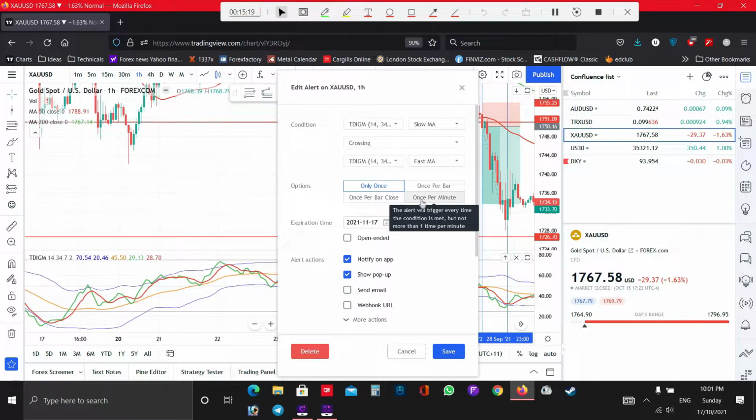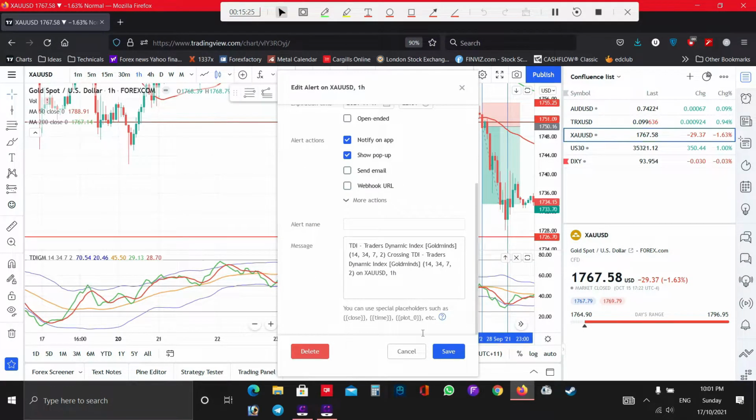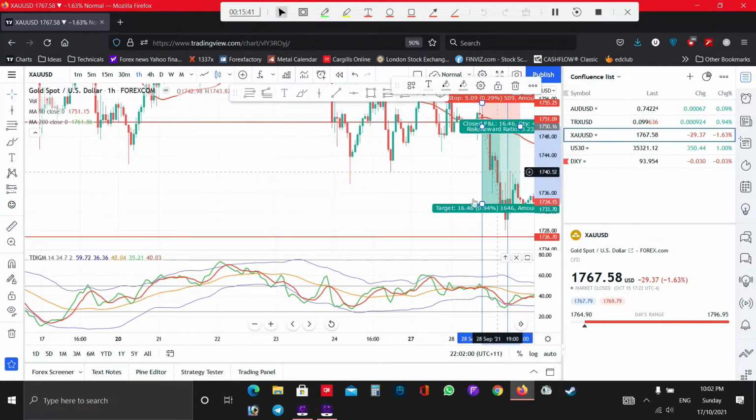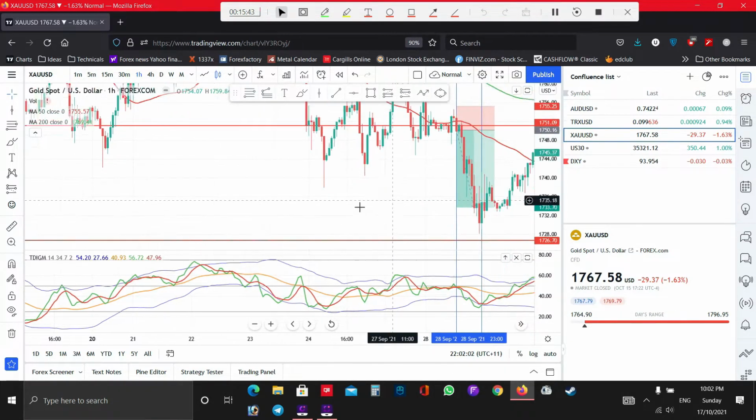I usually put this on once per bar, so you'll get only one alert per bar. And then say TDI cross. So whenever these two lines cross, I would get an alert. So I know, okay, there's a possible entry, and then I can have a look and I can just get the entry.